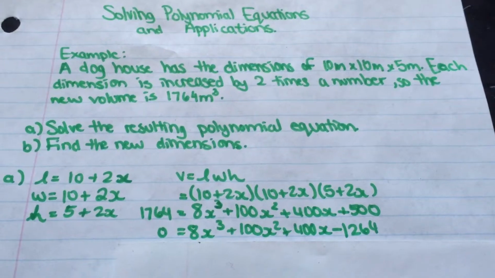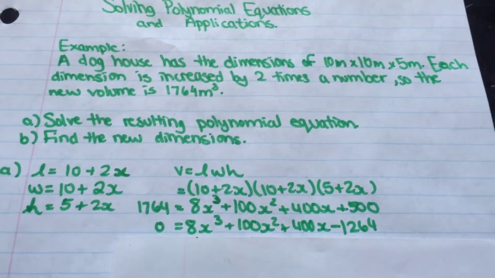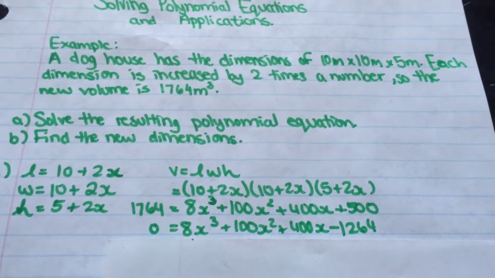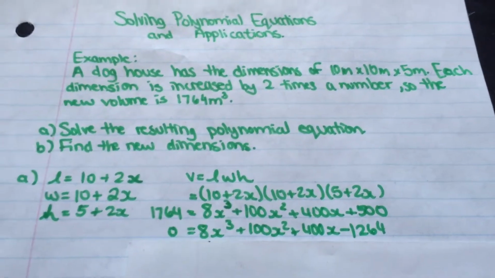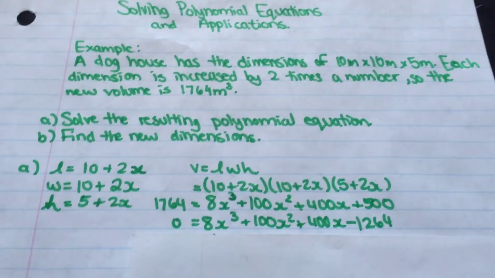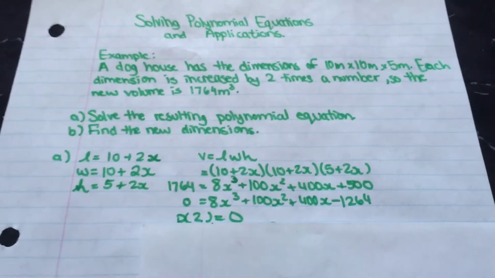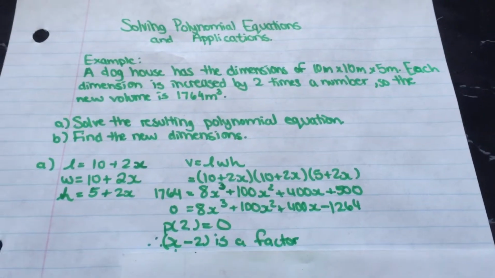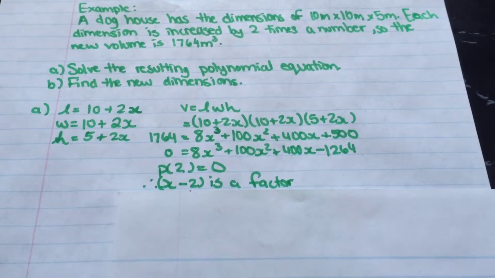So in order to do that, you put a factor of negative 1,264 over a factor of 8. You can pause the video to find the factor or just continue on and find the factor later on in your own time. So I got that P(2) equals 0. And then I wrote a therefore statement: therefore, x minus 2 is a factor. And then I did synthetic division.